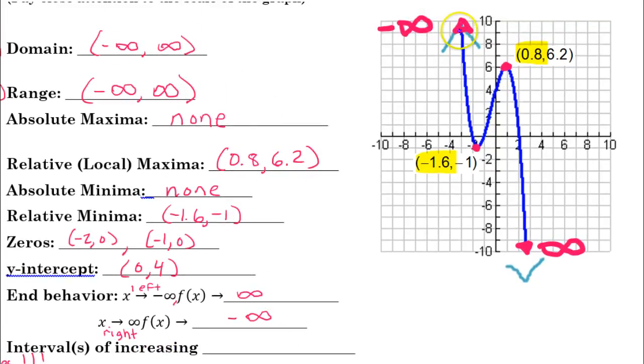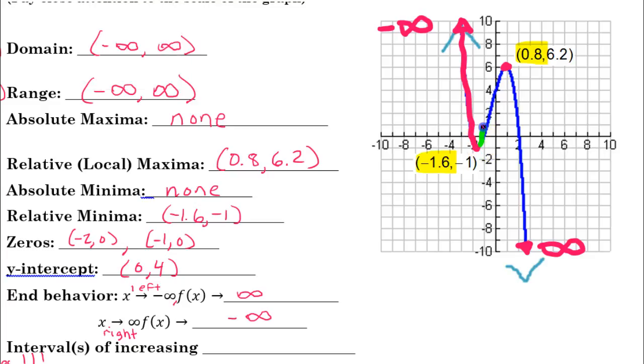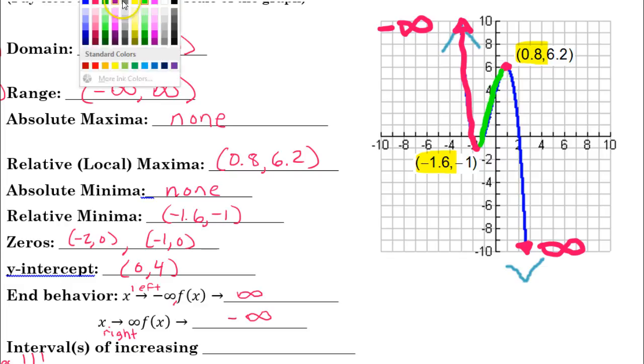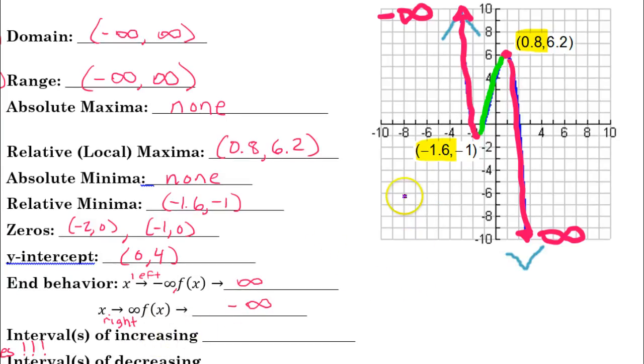Now, if you were tracing this graph from left to right, part of the way you would be going downhill. So I'd be going downhill from here to here. Okay, and then I would be going uphill from here to here. And then I would be going downhill again from here to here. All right, downhill, uphill, downhill from left to right. So if I want to talk about increasing intervals, it's this one green uphill part.